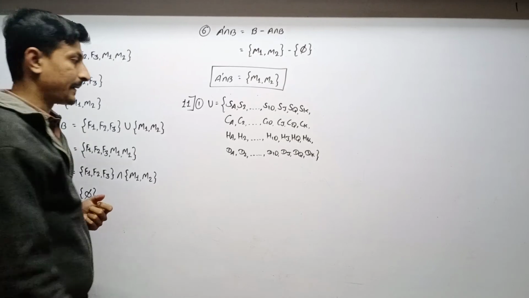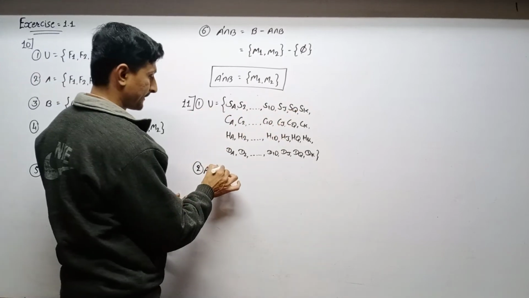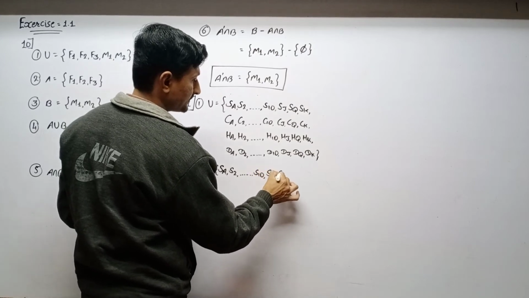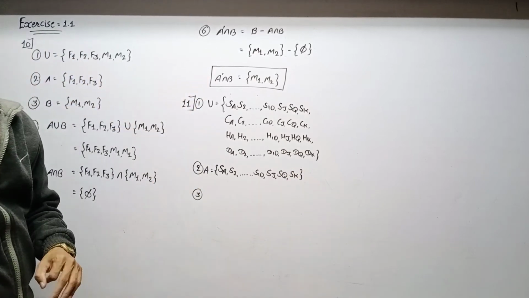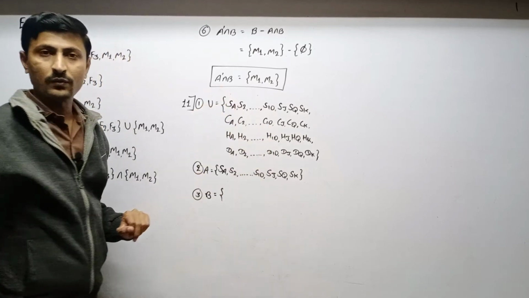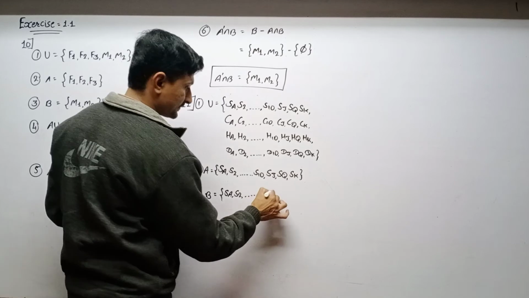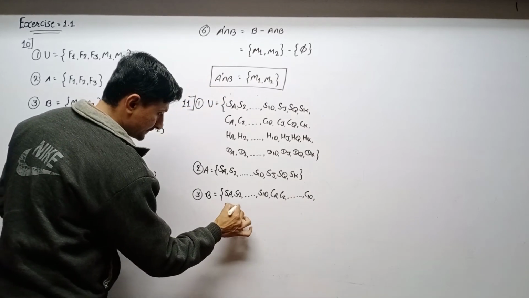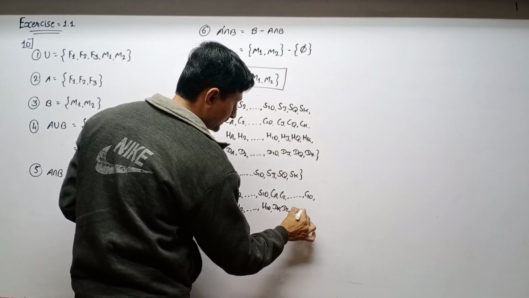In the second question, event A. Event A is a spade card, SA to SK: SA, S2, S10, SJ, SQ, SK. Next, third question, event B, non-face cards: SA to S10, CA to C10, HA to H10, DA to D10. Okay, first 40 cards: SA, S2, S10, CA, C2, C10, HA, H2, H10, DA, D2, D10.